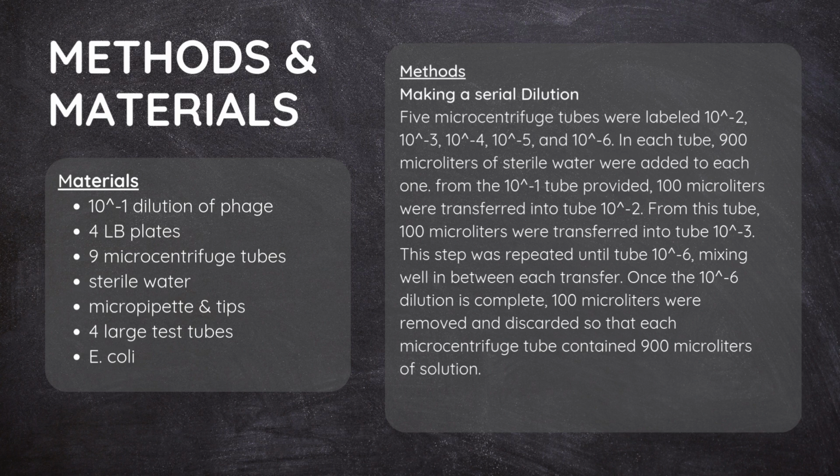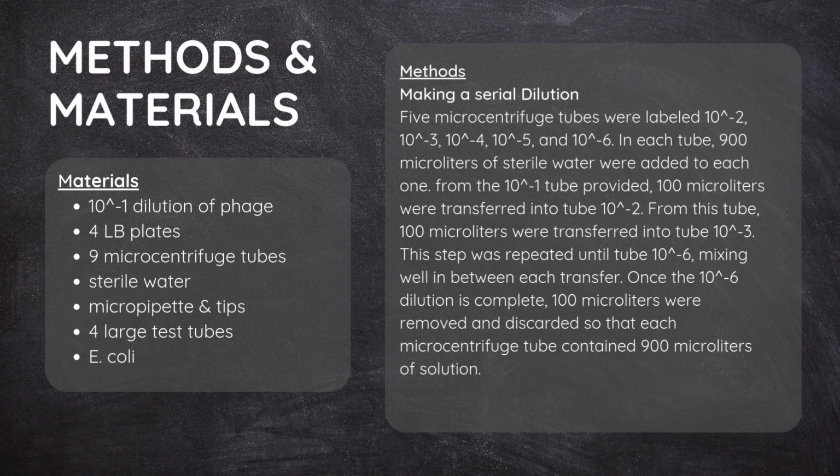We started by making a serial dilution by labeling 5 microcentrifuge tubes as 10 to the negative 2, 10 to the negative 3, 10 to the negative 4, 10 to the negative 5, and 10 to the negative 6. In each tube, 900 microliters of sterile water were added to each one.